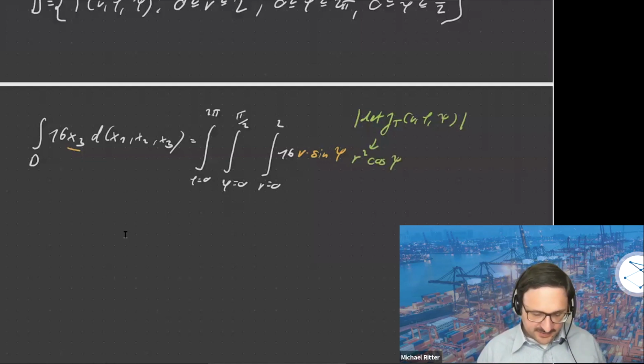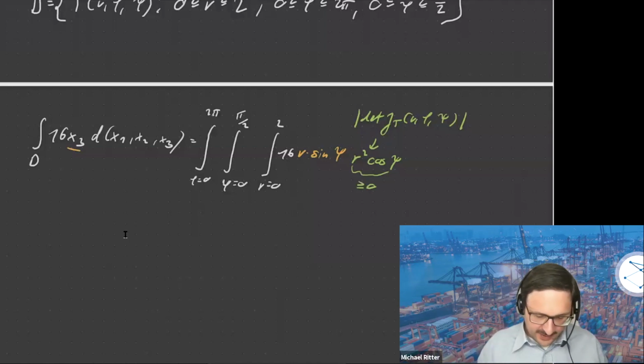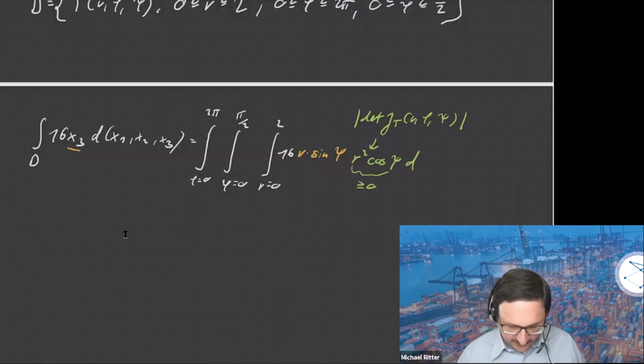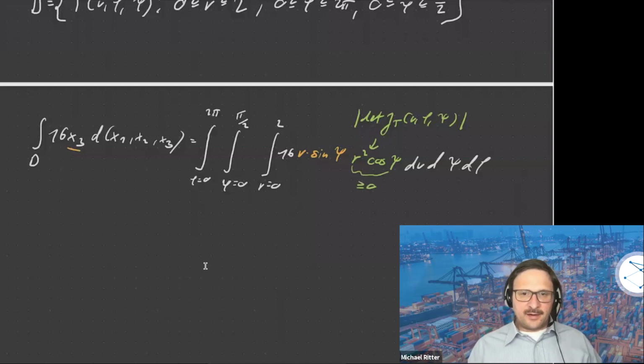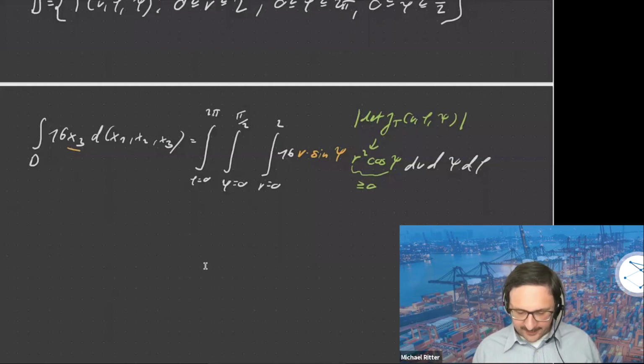And as psi is between 0 and pi over 2, the cosine will be between 1 and 0. So we can just remove the absolute value here because that value is greater or equal to 0 anyway. Okay, and we integrate that with respect to r, then psi, then phi. Okay, let's do that integration then.